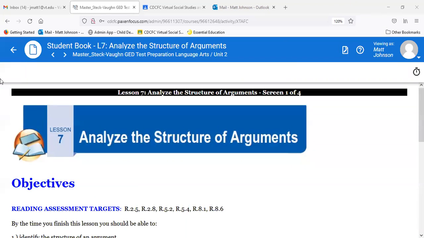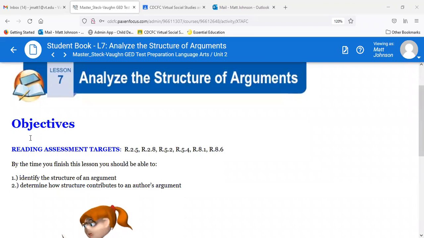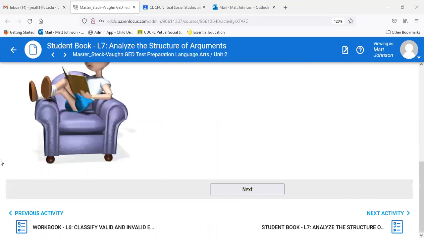You're going right along with some of the other lessons that we've been looking at as far as evaluating evidence and understanding argument and things like this. So today, by the time we finish this lesson, we will be able to identify the structure of an argument and determine how structure contributes to an author's argument. So there's different ways you can structure one and different reasons why you may want to do that. Let's take a look here how that all fits together.